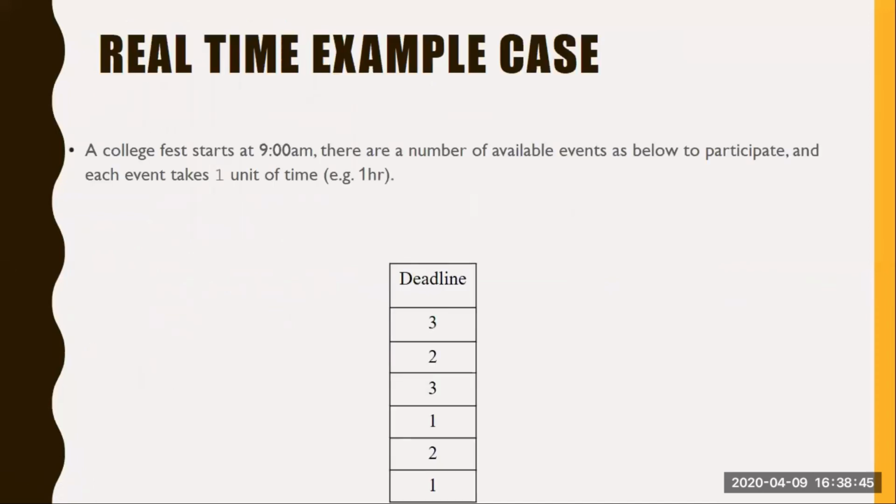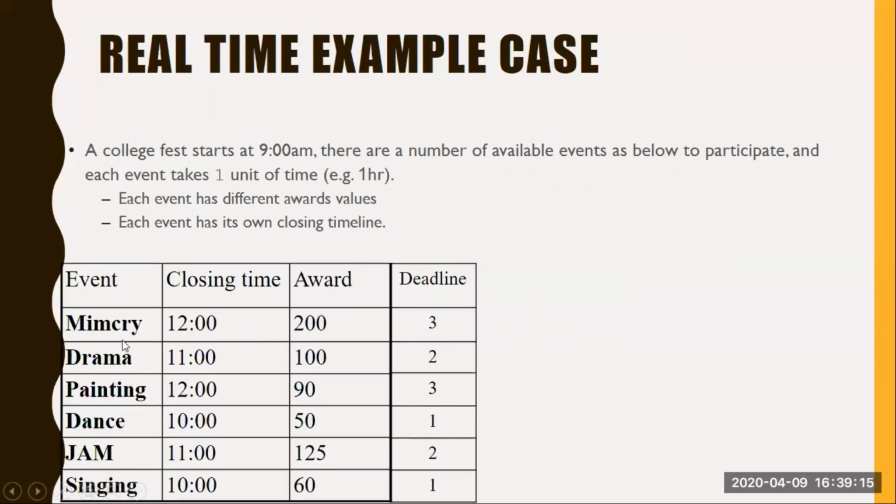One real-time example wherein you can talk about a college fest starting at 9 o'clock. There are number of available events below to participate, and each event takes 1 unit of time, that is 1 hour. Okay, each event finishes in 1 hour, and each event has different award values. That means some events might be giving me 1,000 rupees, another event might be giving me 5,000 rupees. Like that, they have different award values. So, and each event has its own closing timeline.